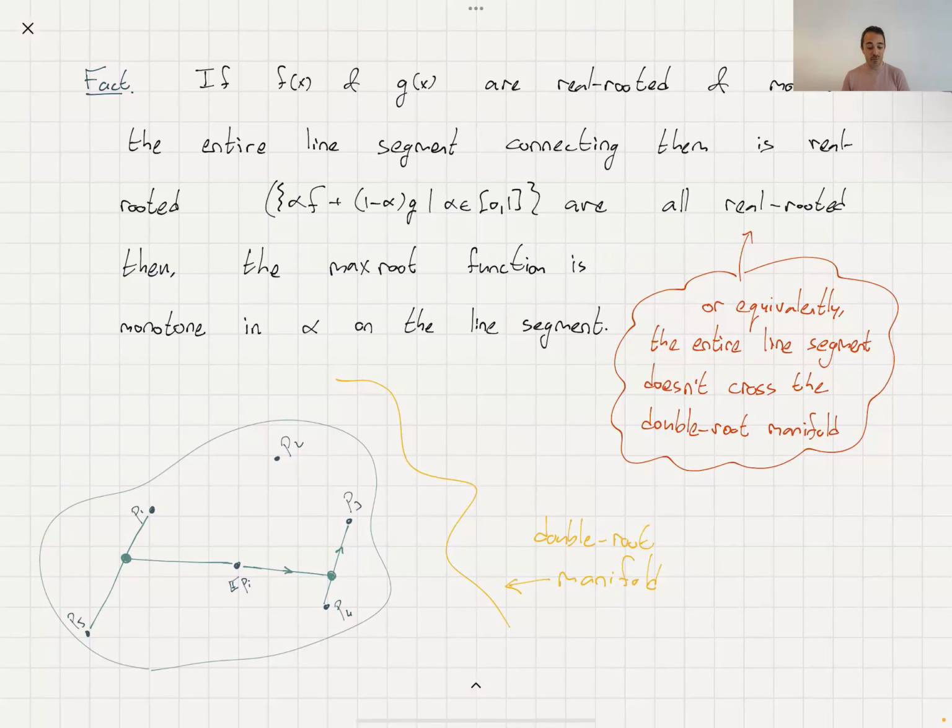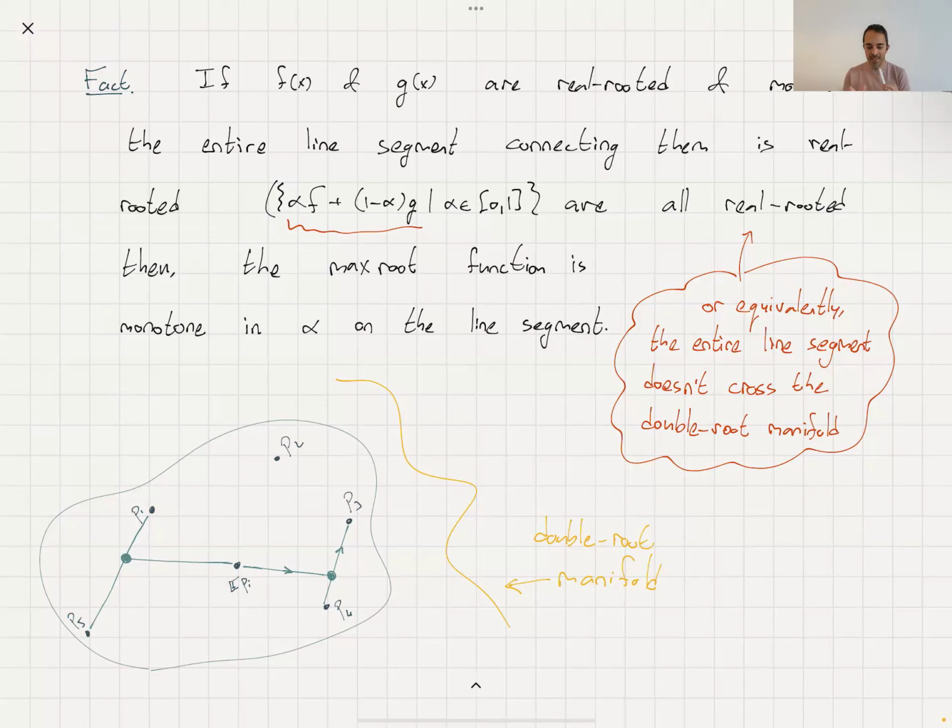What does it have to do with us? It still seems to be kind of an orthogonal discussion. So here is a fact. It's a theorem, not a fact, but I'm going to state it as a fact. Say you have two real-rooted polynomials, and not only are they real-rooted, but the entire line connecting them, thinking of them as points, so all of the polynomials of the form alpha f of x plus (1 minus alpha) g of x are also real-rooted.